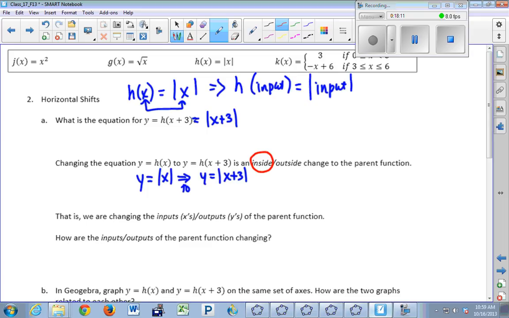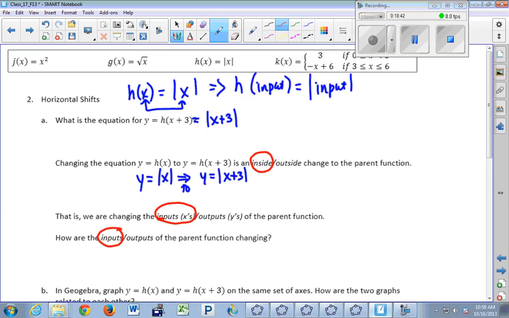Therefore, I am changing my inputs. X has changed. My x values changed from x to x plus 3. So how are the inputs of the parent function changing? This is a tough question. How have the inputs changed? Well, whatever x originally was, what's happened to them now?